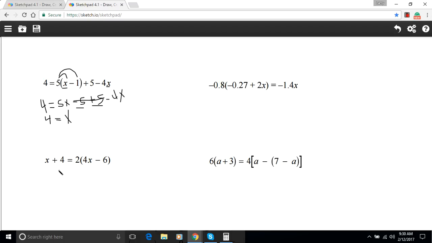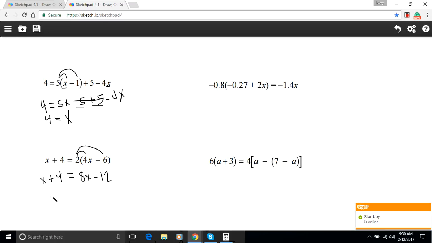Let's try another. This one's pretty similar. We've got some parentheses to deal with here. We've got to distribute this 2. The only difference really is that there's x's on both sides of the equation, and I'll remind you how to deal with those after we've done the distribution. So let's go ahead and distribute this 2. So 2 times 4x is 8x, and 2 times negative 6 is negative 12. And then on this side we have x plus 4.